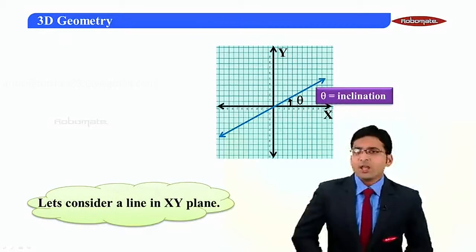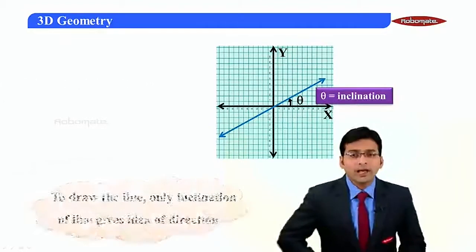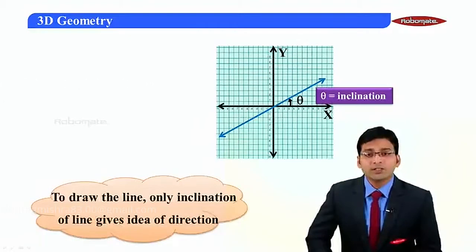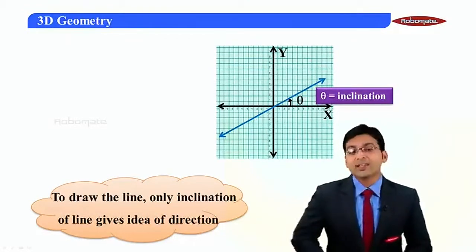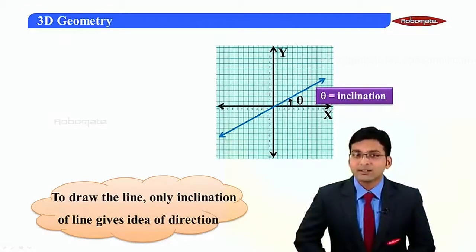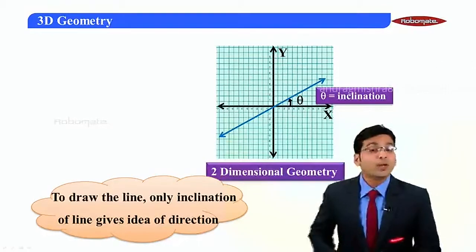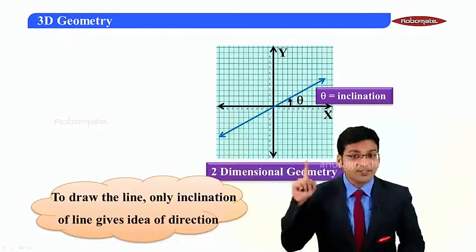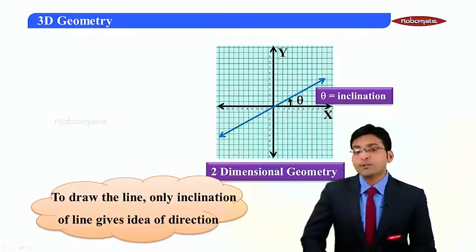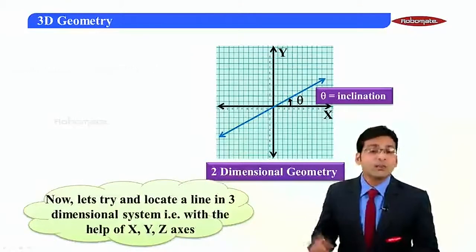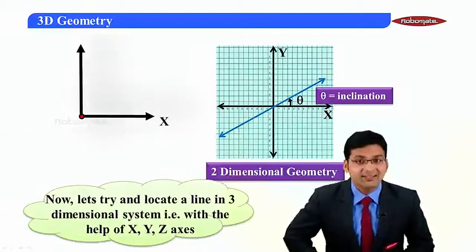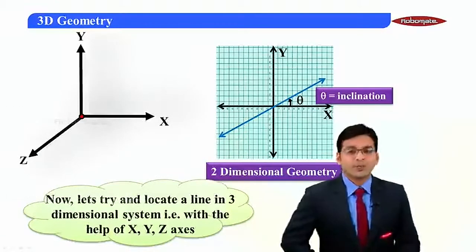Right students? Now if we want to locate a line in a two-dimensional system, that is, to draw a line, only inclination gives an idea of its direction. Right? This happens in two-dimensional geometry, that is on a single page. Now students, if I want to locate a line in three-dimensional space, that is with the help of X, Y and Z axis, let us see how the line can be located.